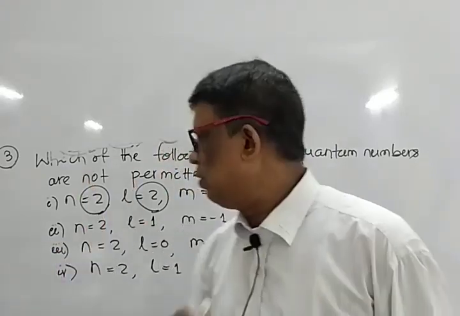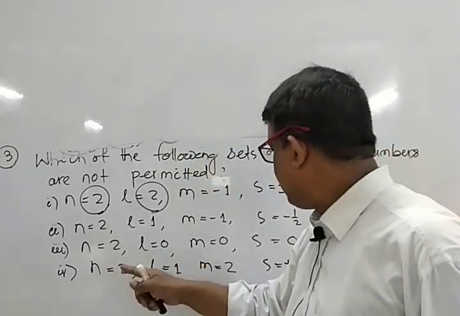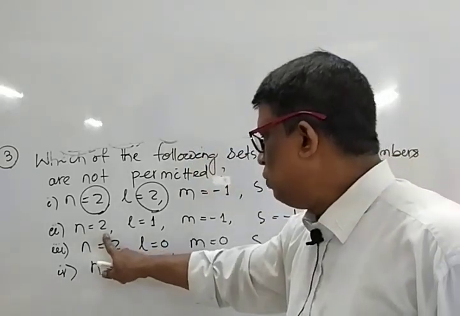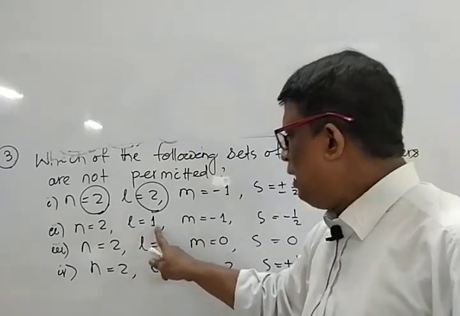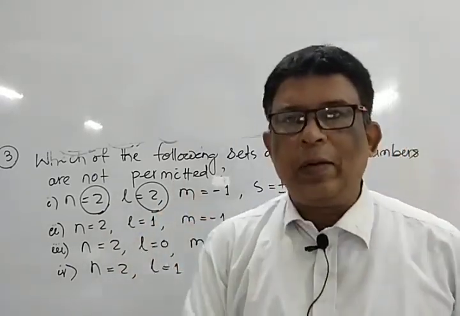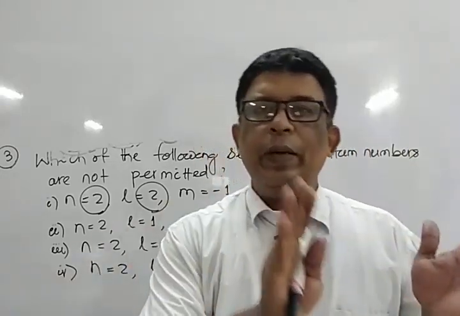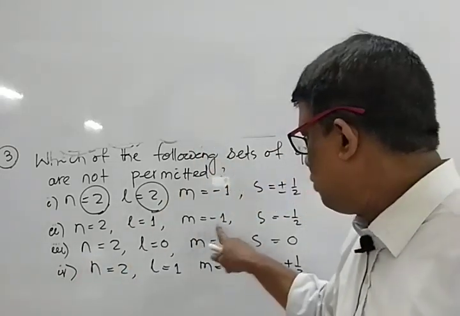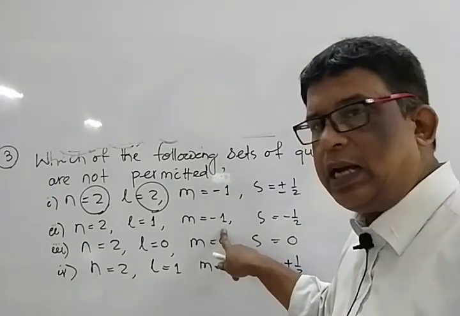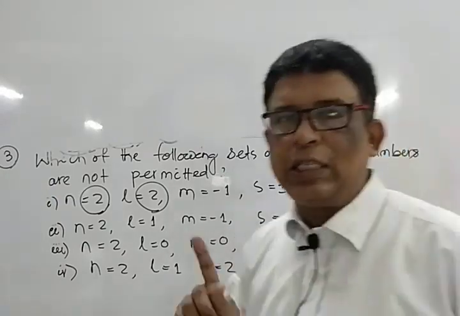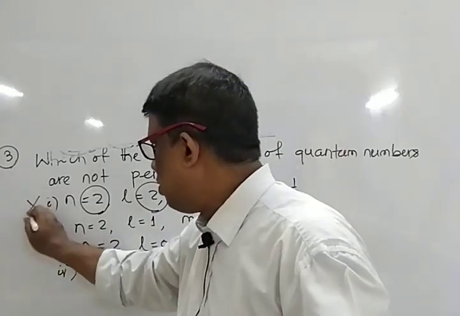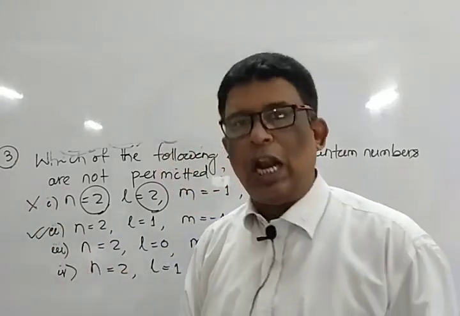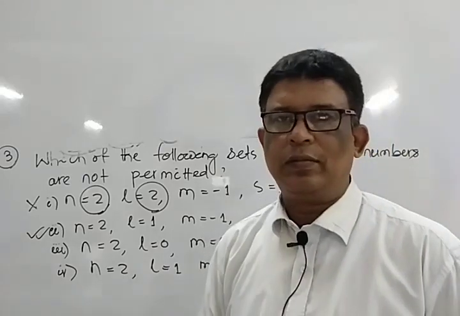Okay, good. Next, second one. Mark that. Principal 2, azimuthal 1, means l is less than n. If l is equal to 1, possible values of magnetic quantum number, minus l to plus l, means minus 1 to plus 1. So minus 1 is there, allowable. Spin quantum number is either plus half or minus half. So first one is not allowable, second one is allowable or permitted.